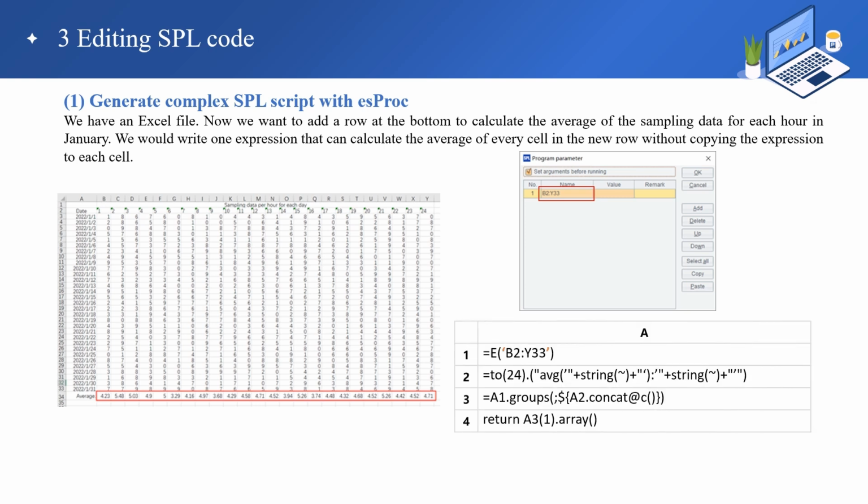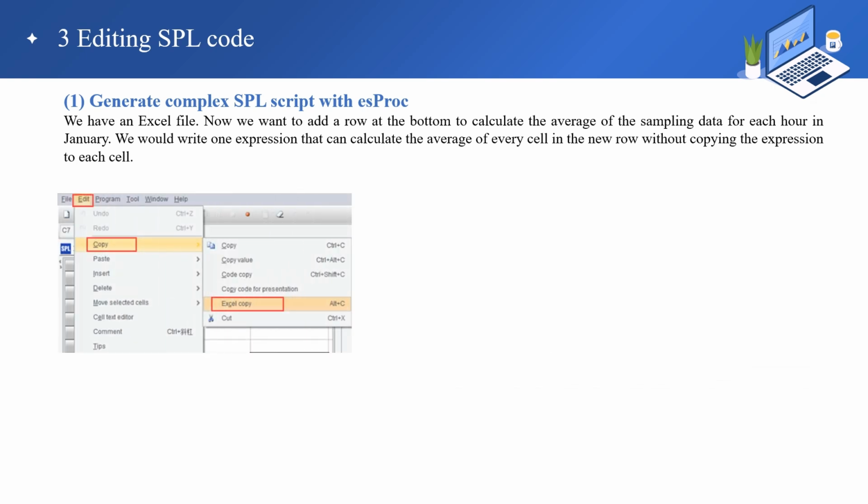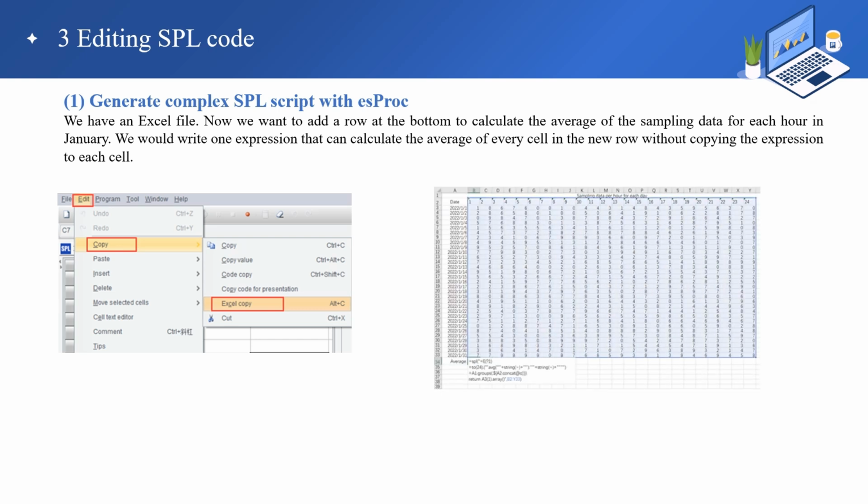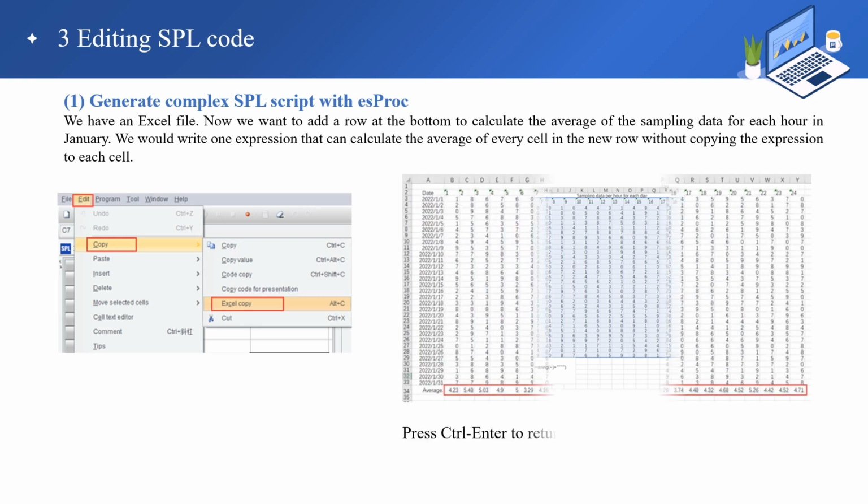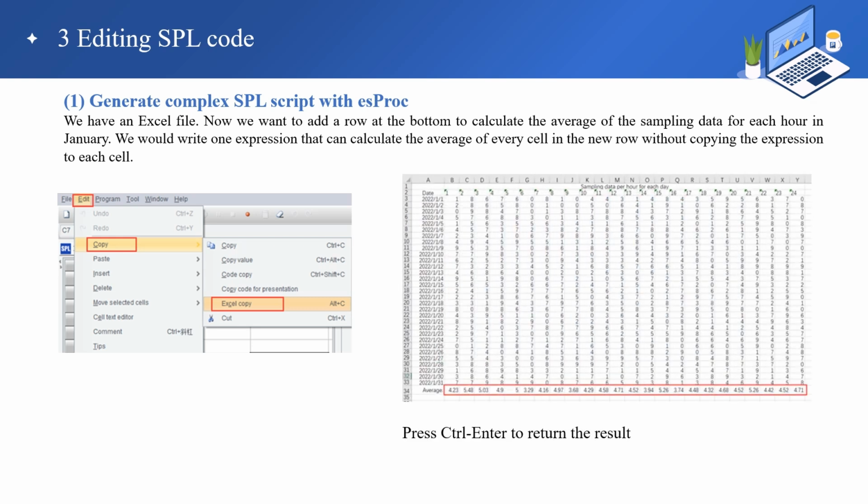First, edit the script, calculate the average of every column, and convert the result to a single layer sequence and return. Note that in the SPL script, the Excel cell, or a range of cells, as parameter, is enclosed in single quotation marks. Then, click Edit, Copy, Excel Copy. At this point, this code can be copied to the clipboard. Now, go back to the Excel file, select cell B34, and press Ctrl V to paste the code in, as shown in the figure. This code will return a one-dimensional array. Press Ctrl Enter to fill the returned array values right into every cell of the row in sequence.